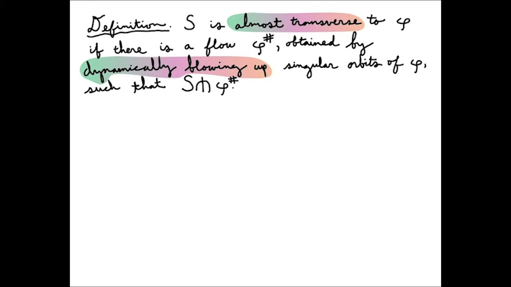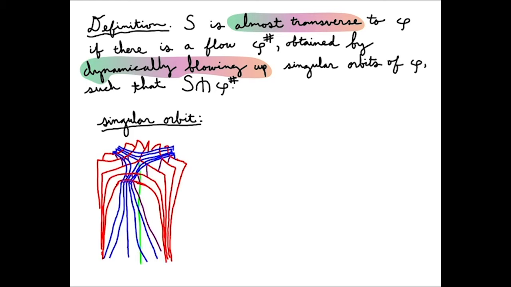What is dynamically blowing up singular orbits of phi? Well, let's say what a singular orbit is first. We're assuming that our flow has some cross-section with a pseudo-Anosov first return map, so a singular orbit is just going to be the forward orbit of one of the prong points of the return map on that cross-section.